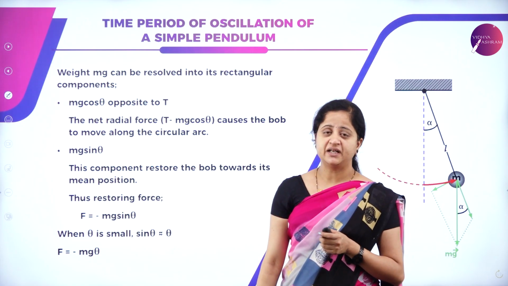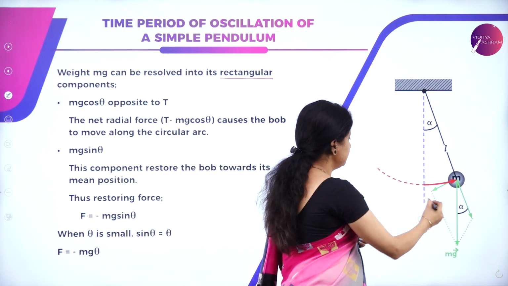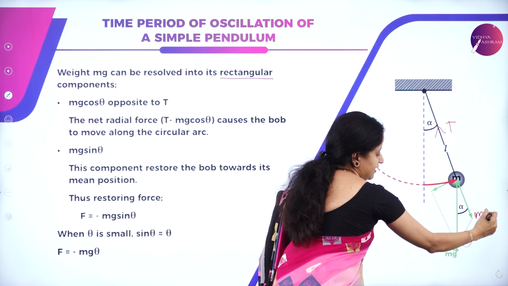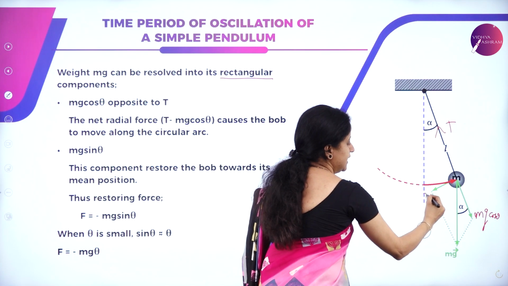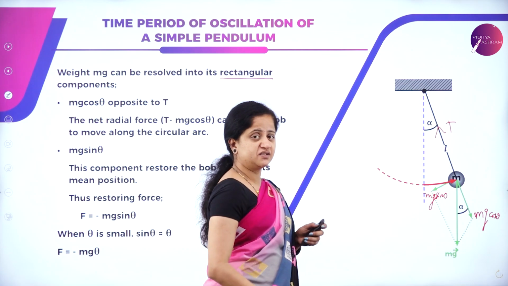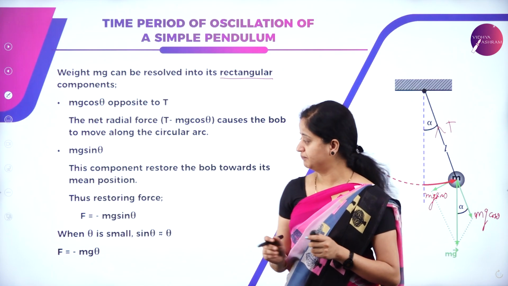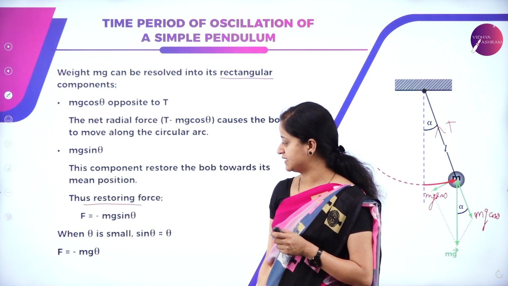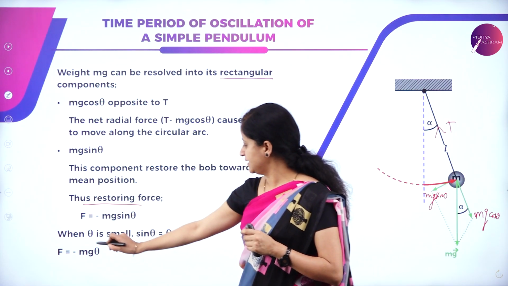So next, the weight mg can be resolved into two components, that is mg cos theta, which is just opposite to T. And the other component is mg sin theta, because the bob after it gets displaced will come back to its mean position. So this component restores the bob to its mean position. Thus the restoring force is F is equal to minus mg sin theta. Why minus? Because the direction is opposite to its displacement, where theta is very small.